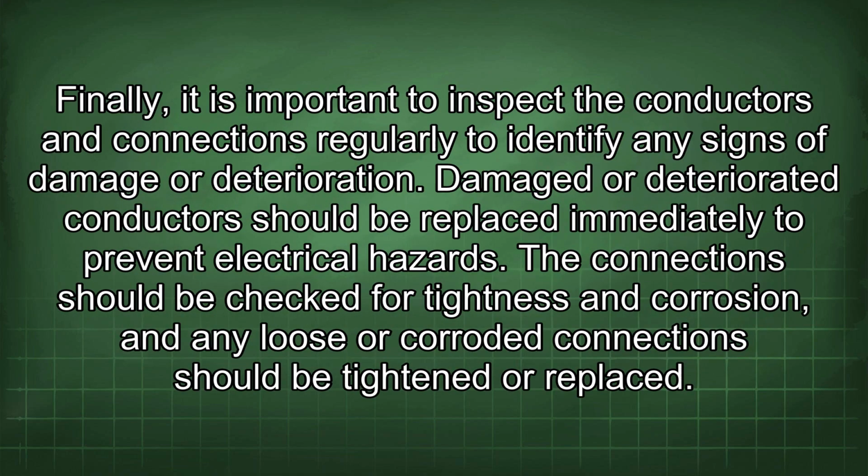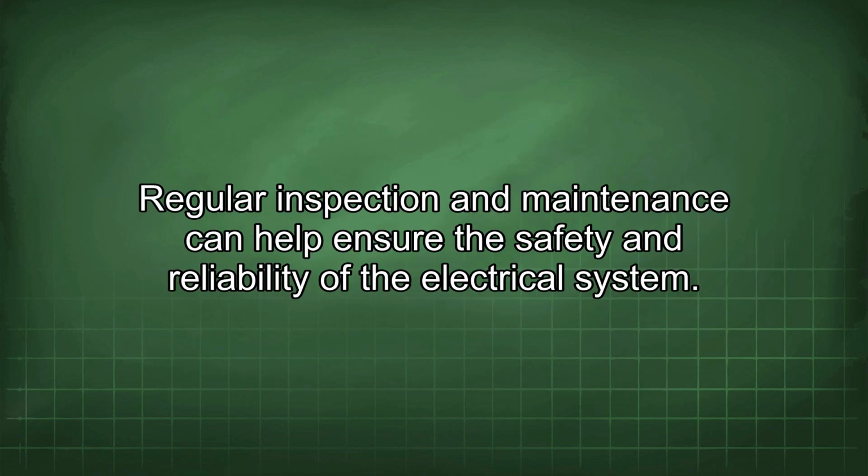Finally, it is important to inspect the conductors and connections regularly to identify any signs of damage or deterioration. Damaged or deteriorated conductors should be replaced immediately to prevent electrical hazards. The connections should be checked for tightness and corrosion, and any loose or corroded connections should be tightened or replaced. Regular inspection and maintenance can help ensure the safety and reliability of the electrical system.